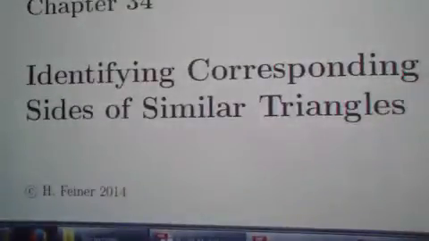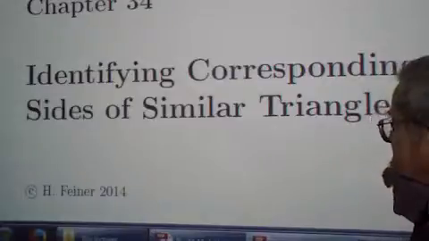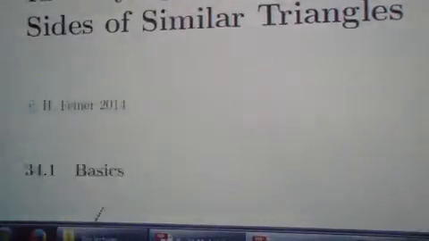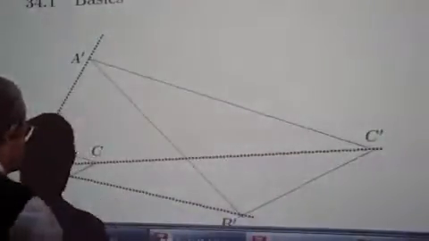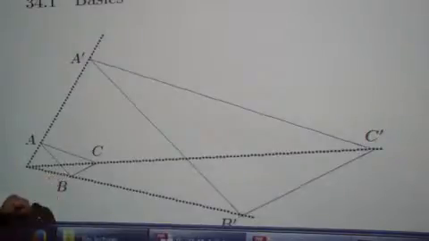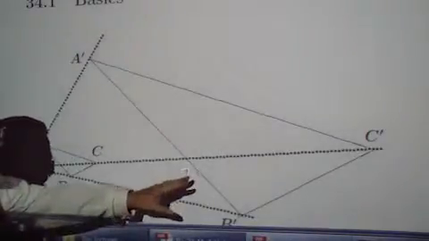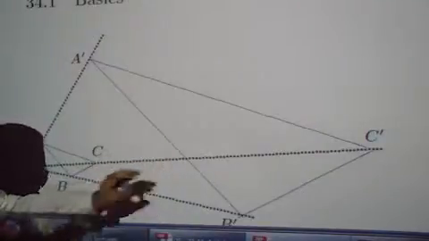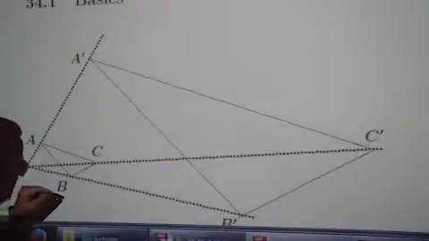Now we are interested in chapter 24, identifying corresponding sides of similar triangles. You have a small triangle and a big triangle, and the two triangles are similar. Similar means they have the same measurement for the angles.